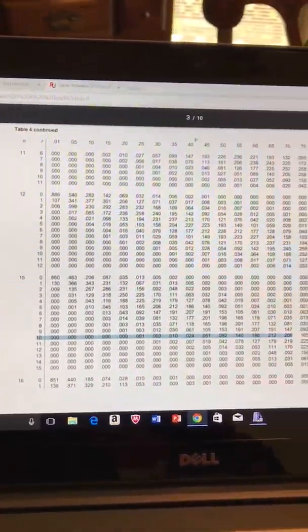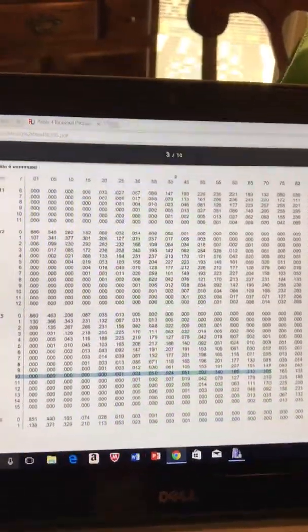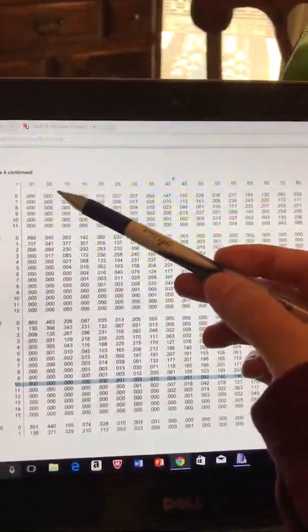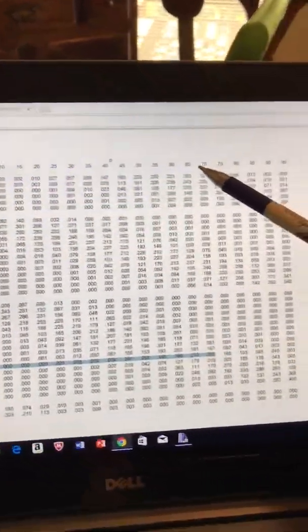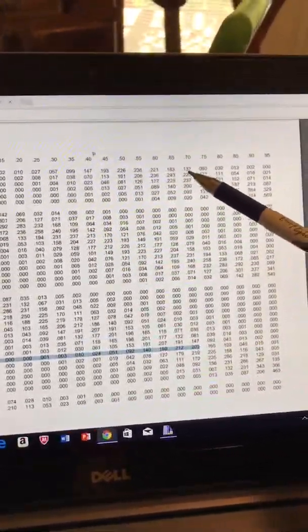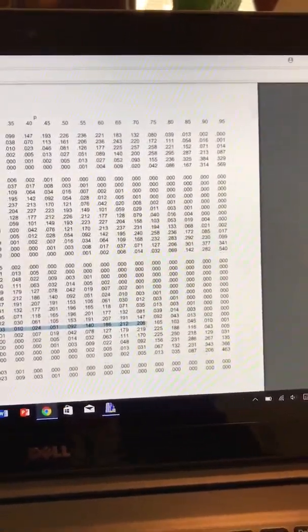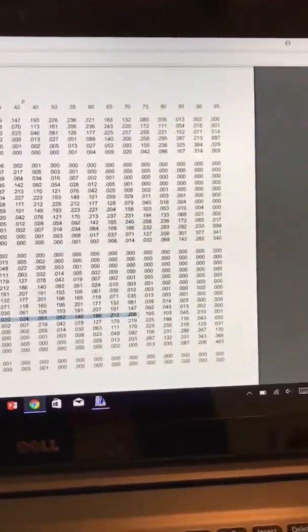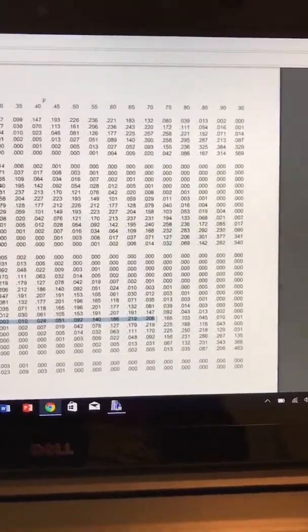And then you have to go over to where the probability is 0.7. You can see up here the P's, you have 0.01, 0.05, and so on and so forth. But if you were doing 0.68, that wouldn't be on the chart. That's what I'm saying, some stuff's not on the chart. This one is. Go over to 0.7, it should be 0.206. I have it highlighted there so you can see.